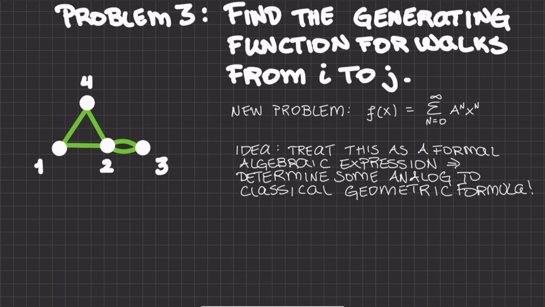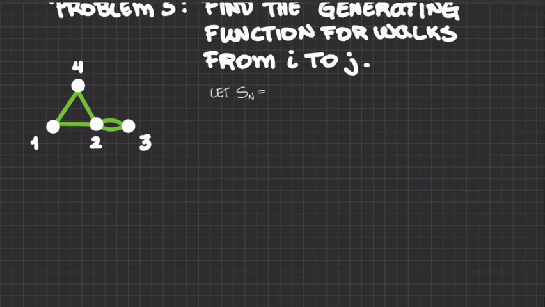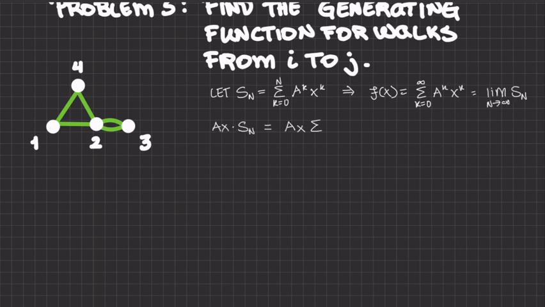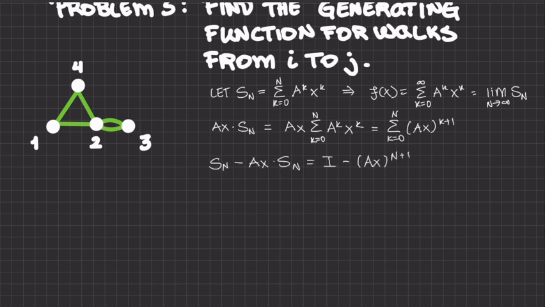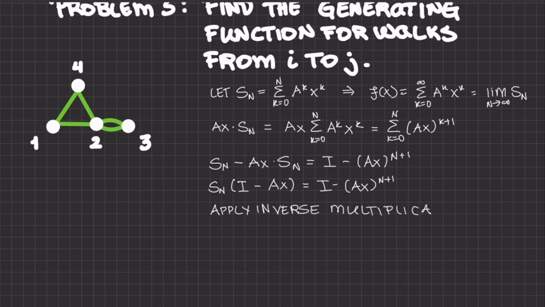In our method, we simply seek to find an analog to the classical method of finding the convergence of a power series. Towards finding the convergence of our generating function, we define S sub n to be a finite matrix power series. This implies that our generating function will be the limit of S sub n as n approaches infinity. With a bit of wrangling of A times x and our definition of S sub n, we can come up with an expression that no longer contains the summation operator. Redistributing our variables and applying inverse multiplication, we can isolate S sub n to be in terms of A times x and the identity.